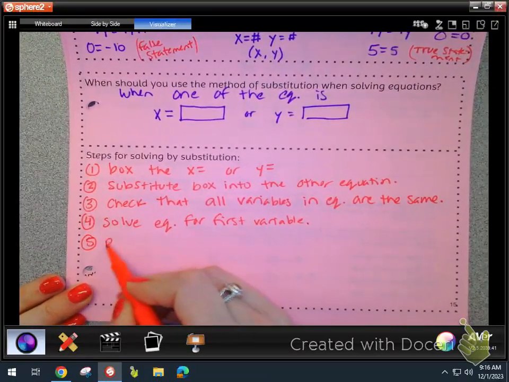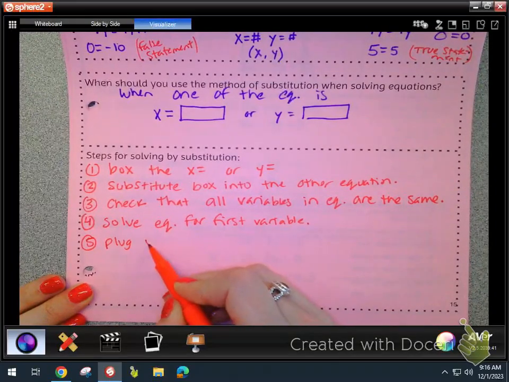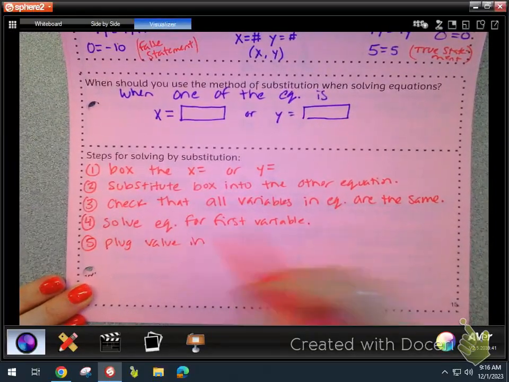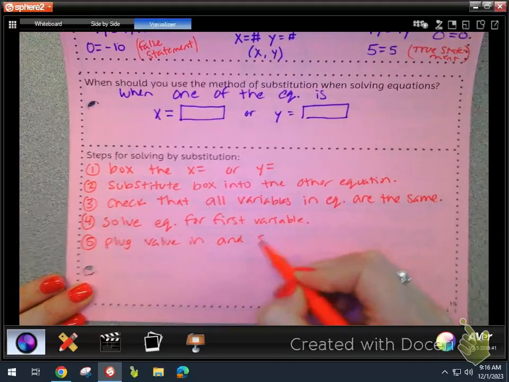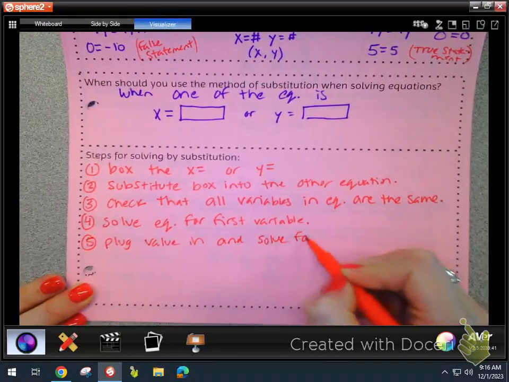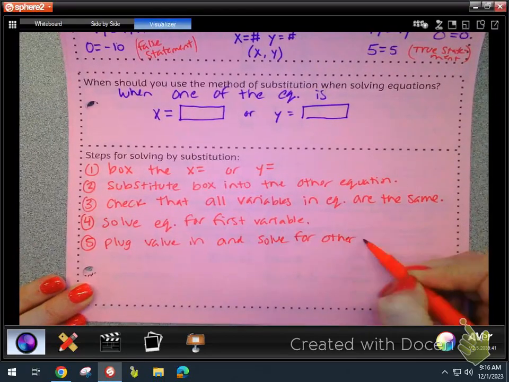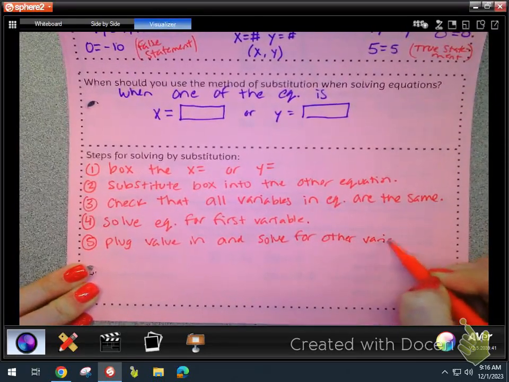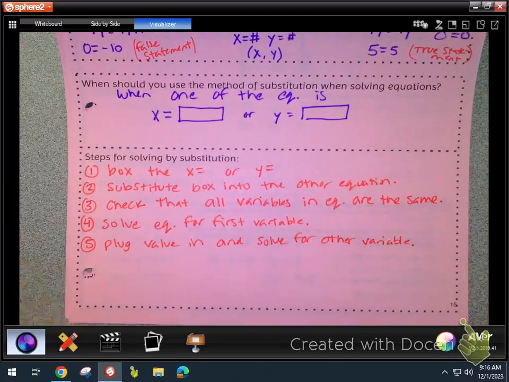Then we're going to plug the value in and solve for the other variable. So once you get your first one, you know that x is 5. You're able to then go find, okay, if x is 5, now I'm going to be able to figure out what number y is, or vice versa. But you have to find one first. The bulk of the work is steps 1 through 4. Steps 5 and 6 are pretty quick.